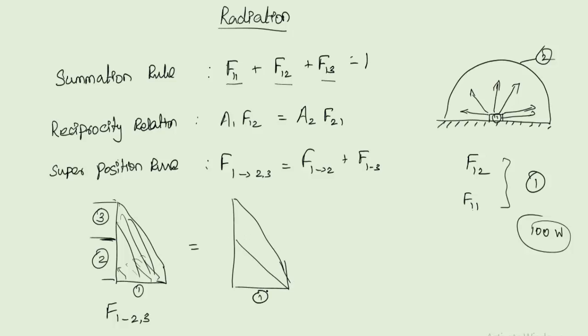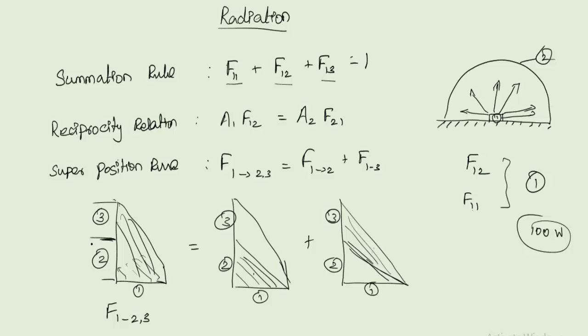you know that this is surface number 1, this is 2, this is 3. So from 1 to 2 is this region, plus I am again constructing a triangle, and this is surface number 1, this is 2, this is 3, from 1 to 3. So this region plus this region becomes this one. This is called the superposition rule, right? So with all these rules we will solve some problems.